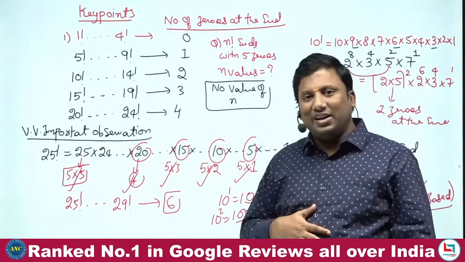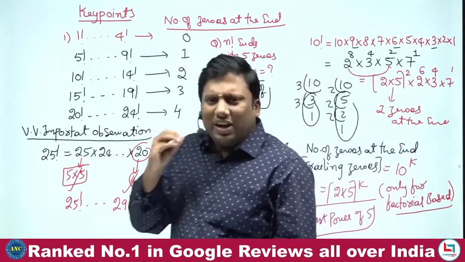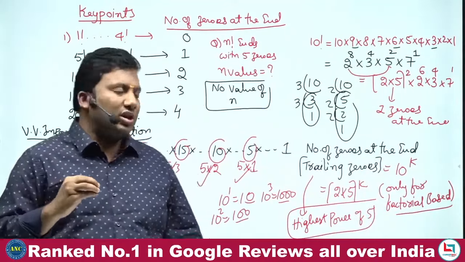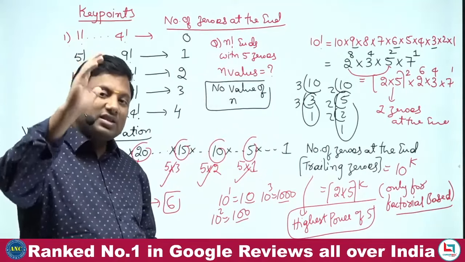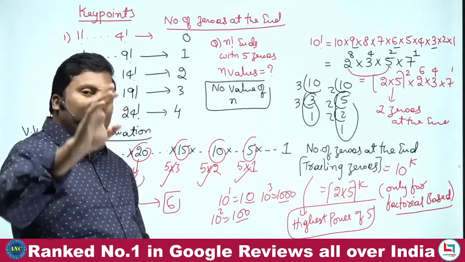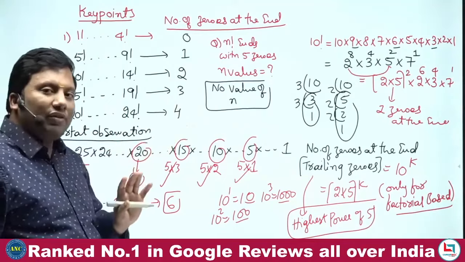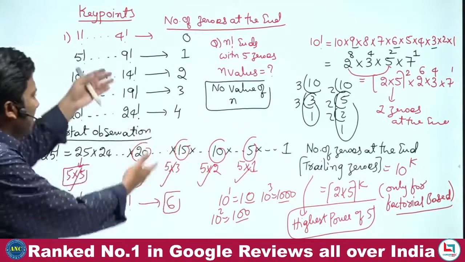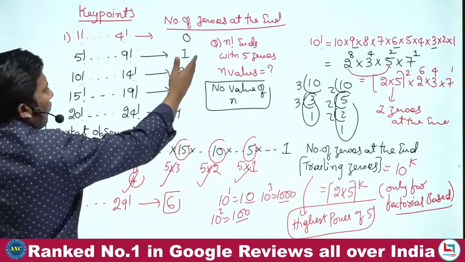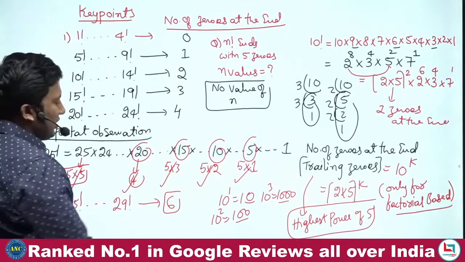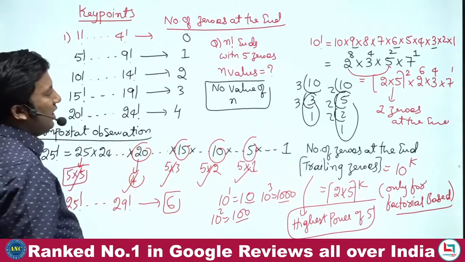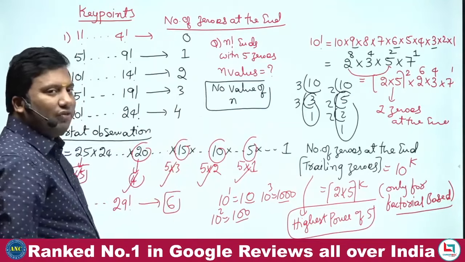I hope the idea is clear. Very simple foundation level question. Sir, what if instead of 5 it is 25, 35, 45, 65? How to find out the values? It's a very simple observation. 0, 1, 2, 3, 4. From 4 directly there is a jump to 6. There are no 5 zeros at the end. So the answer is no value for n.